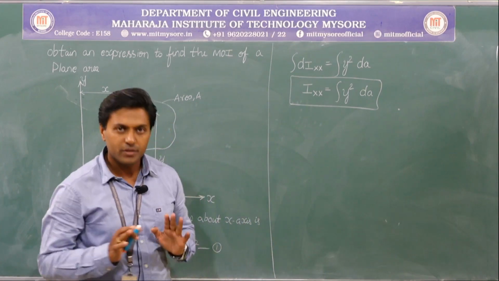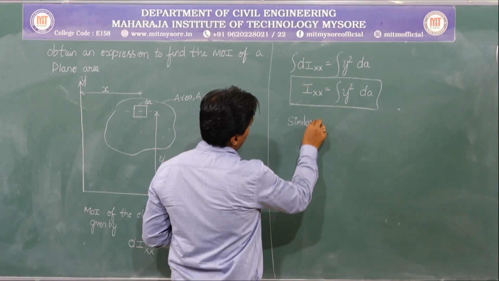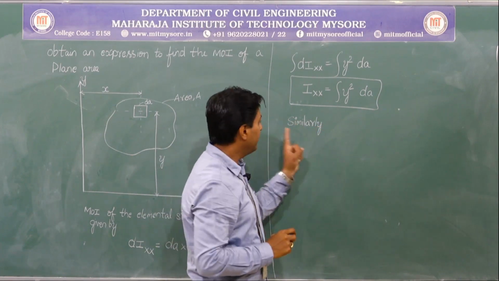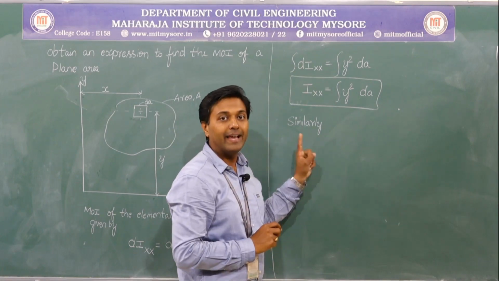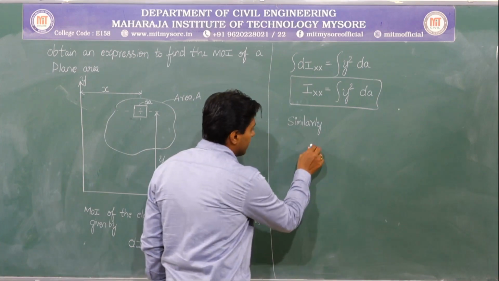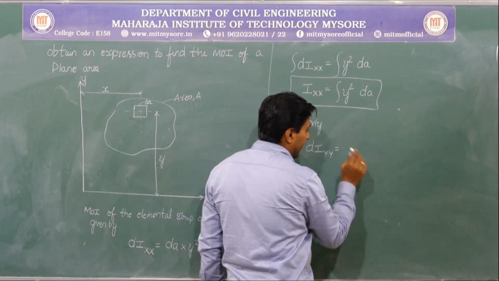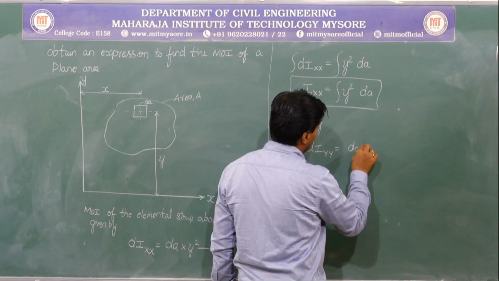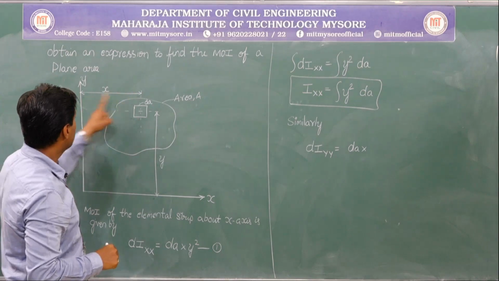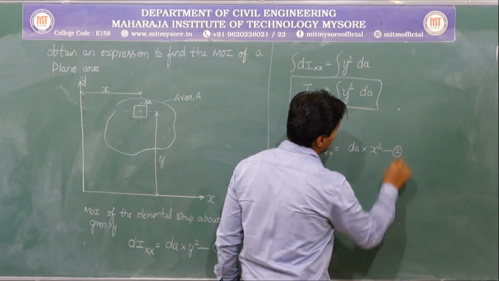Is that okay now? So similarly, let me calculate the moment of inertia about the y-axis. The moment of inertia of the elemental strip about the y-axis is given by dIyy is equal to area into distance square. Now it is about the y-axis, so what is the distance? It is small x. So distance square is x square. Let me call this equation 2.